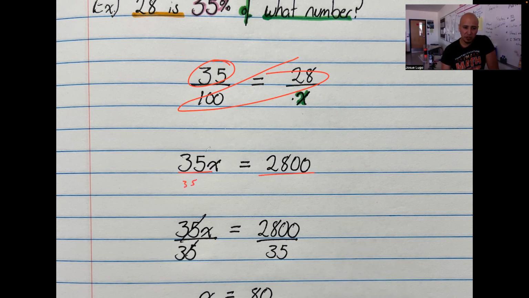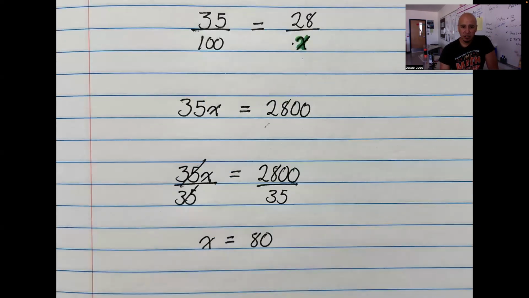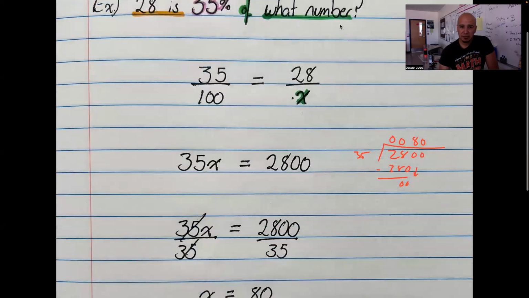So I'm going to divide by 35, which over here, that just cancels. But I need to do 2,800 divided by 35. Now, that may seem difficult, but when you actually work that out, you get 80. Because 2,800 divided by 35, 35 cannot go into 2 or 28, but it goes into 280 exactly 8 times. So that'd be 280. And then we bring down the last 0, and 35 goes into 0 times. So that means that 28 is 35% of 80.